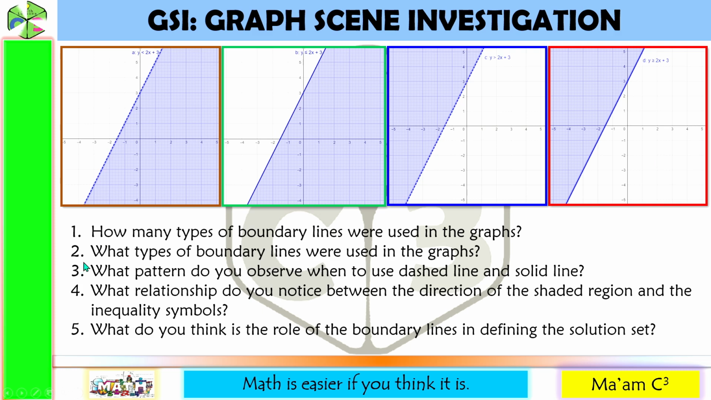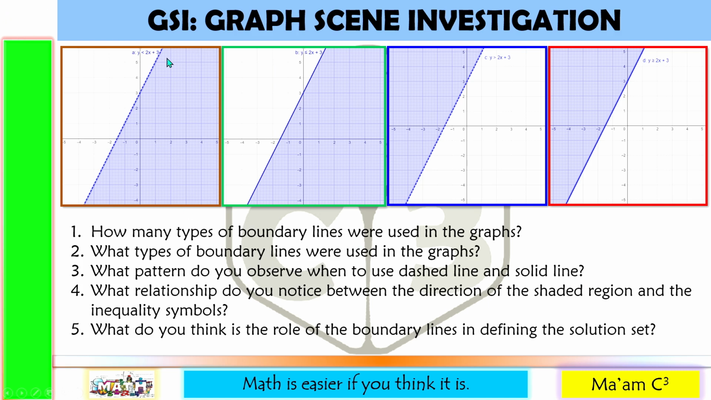Number two, what types of boundary lines were used in the graphs? Graph 1 and Graph 3 use dashed lines, while Graph 2 and Graph 4 use solid lines. Number 3. What pattern do you observe when to use dashed line and solid line?